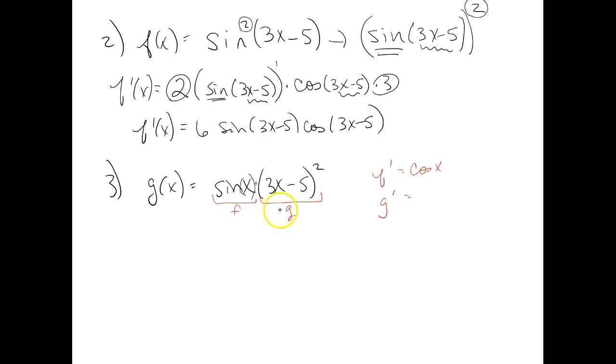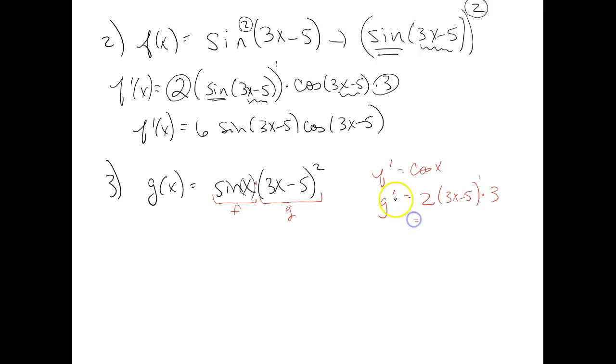Right? The derivative of g, now this one, I think it will be a chain rule. The reason I know that is I've got some mess raised to the second power. So I need to view this as this is the inside function, this is the outside function. So the derivative of the outside part, well, something squared is just 2 times that something to the first. And then times the derivative of the inside, which is 3.